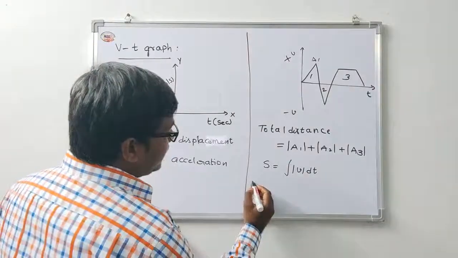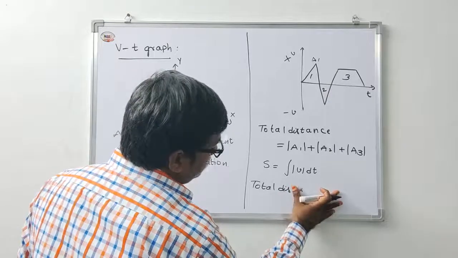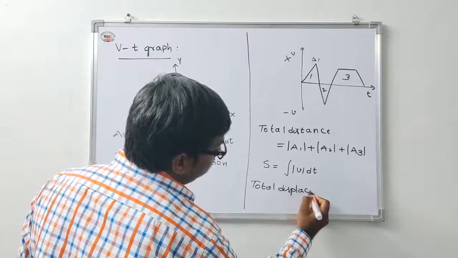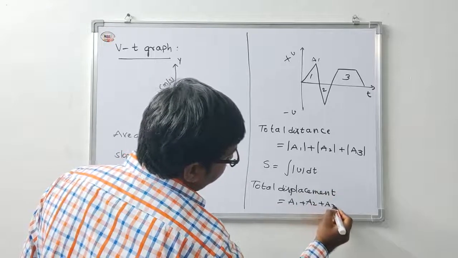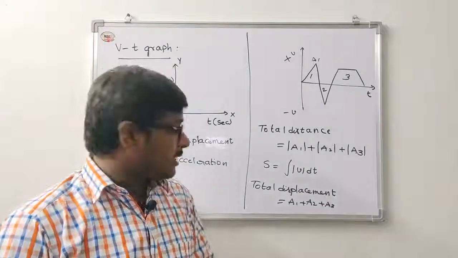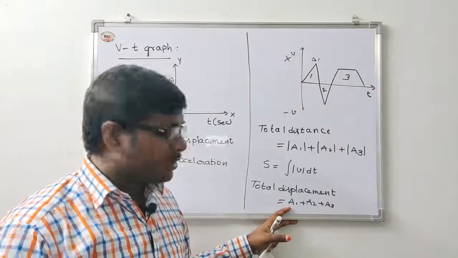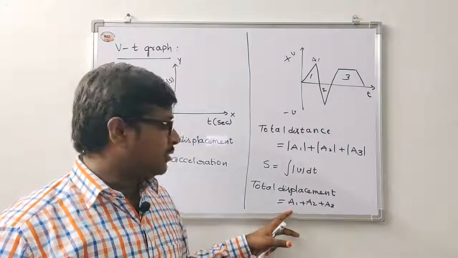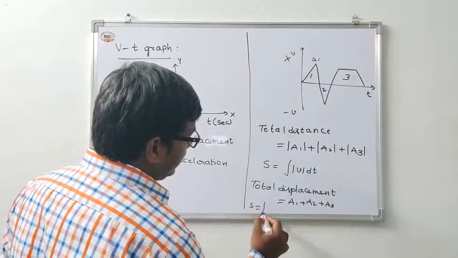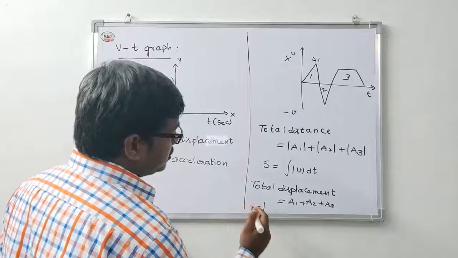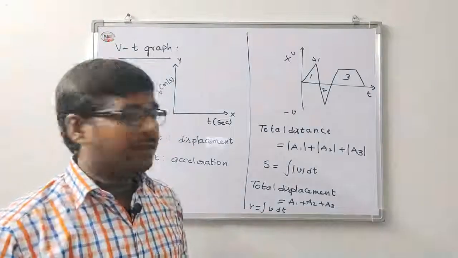The total displacement is equal to A1 plus A2 plus A3. This is the addition of the different areas, that is, S, or position r, is equal to the integration of V dt.